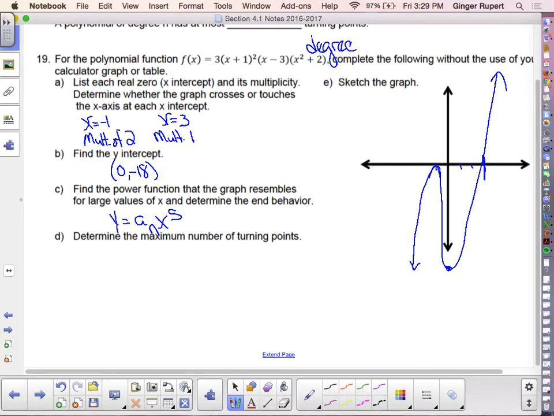It says determine the maximum number of turning points. Maximum number, remember, is n minus 1. Here n is 5, so 5 minus 1. Maximum number of turning points here will be 4.